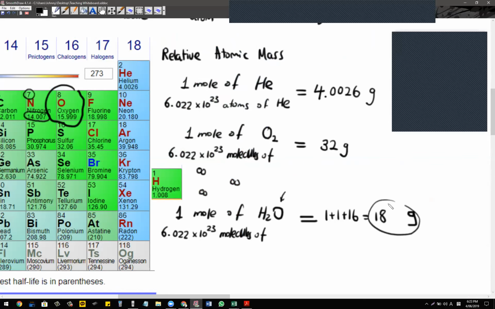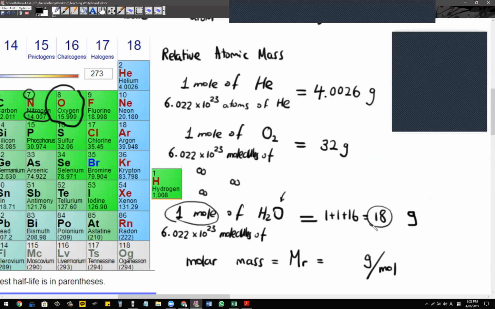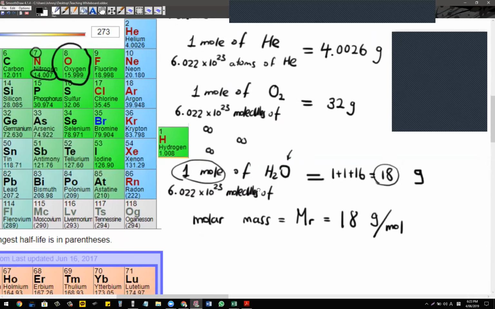So this concept here is known as molar mass. Molar mass, and the symbol for that is Mr. Molar mass. And the unit for this is grams per mole. Because if you have 1 mole, you have 18 grams. So the molar mass for water is 18 grams per mole. Okay, so I'll give you some exercise here.